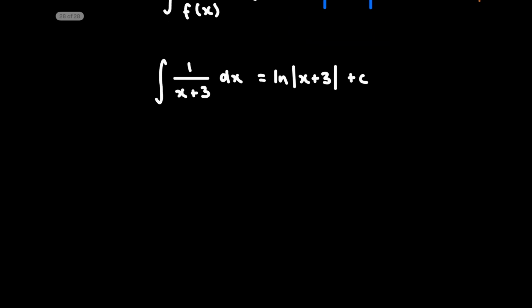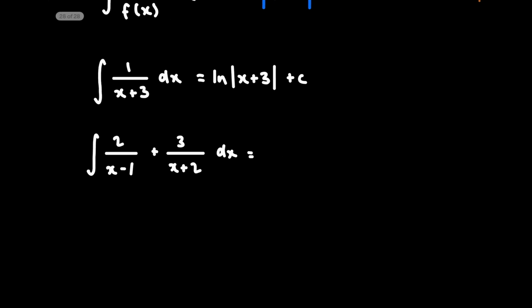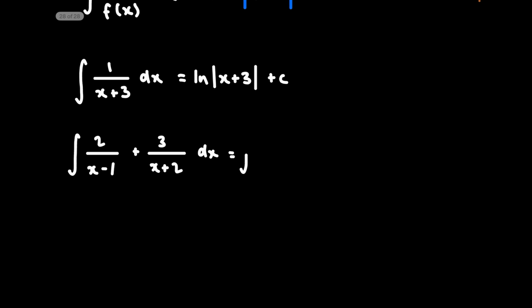And let's carry on now. We can say another example is the integral of 2 over x take 1 plus 3 over x plus 2. This one looks a bit harder, but it's still the same logic. All I'm going to do is split this integral into 2 separate ones. So I'm going to say it's the integral of 2 divided by x take 1 plus the integral of 3 divided by x plus 2.